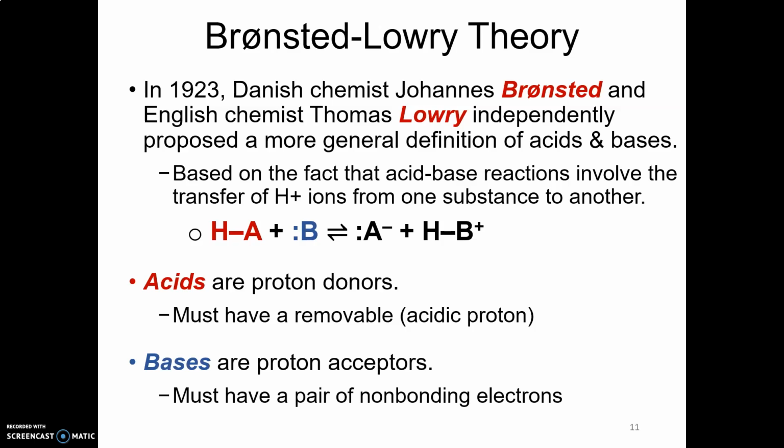So acids are proton donors. Bases are proton acceptors. But remember what a proton is. A proton is an H+ ion. It has no electrons. To generate a covalent bond, you need 2 electrons, which means your base must have a lone pair on it, right? The base has to have a lone pair. That's the only way it could accept the proton.